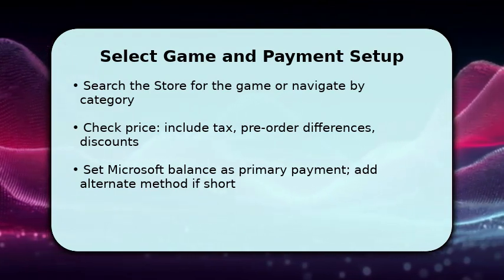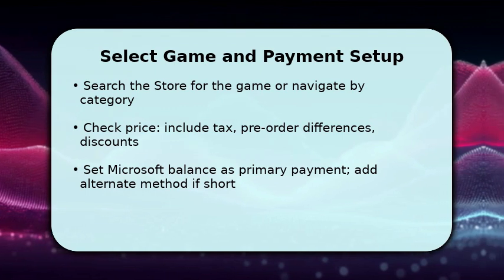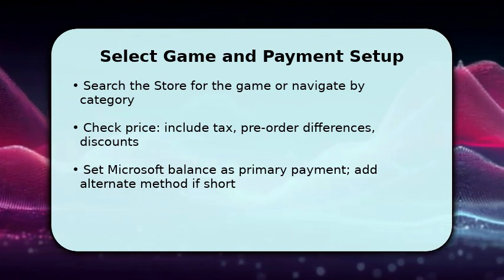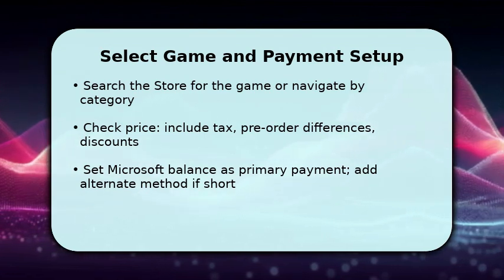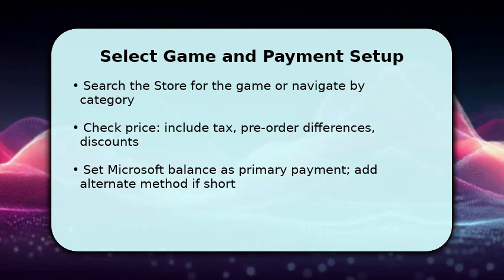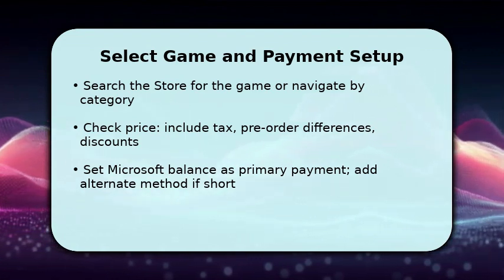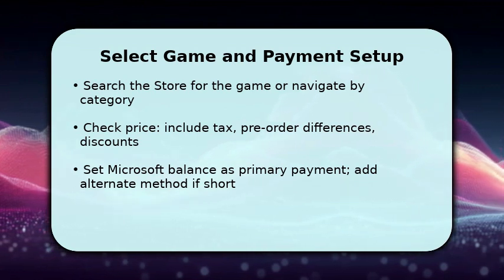You need to make your Microsoft balance the primary payment method for purchases that use gift funds. Go to Payment and Billing payment options and prioritize Microsoft balance. If your balance is short, add a backup card or PayPal to cover the remainder. The system will draw from balance first.